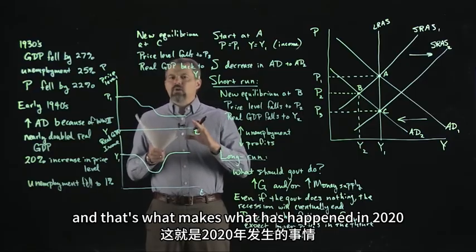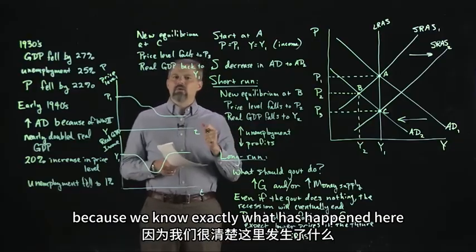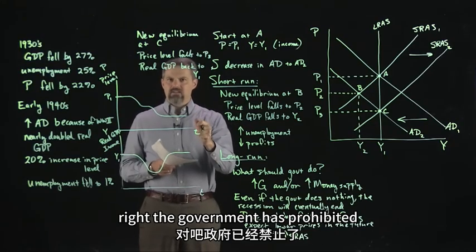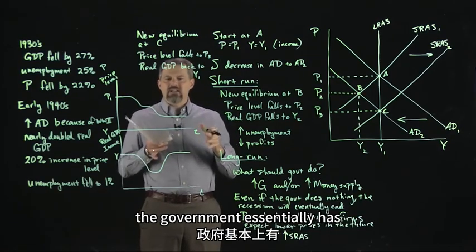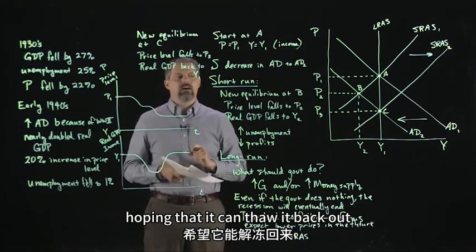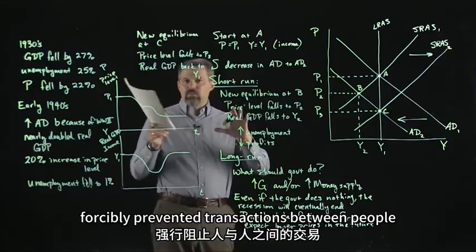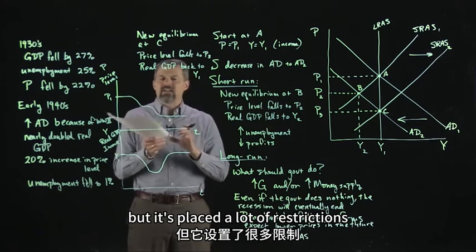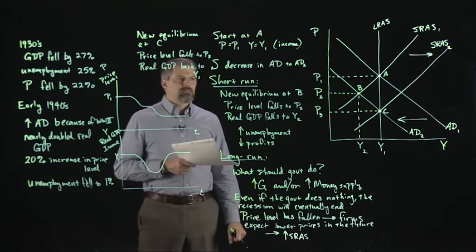And that's what makes what has happened in 2020 very interesting, because we know exactly what has happened here, right? The government has prohibited people from interacting economically. The government essentially has put the economy into a deep freeze, hoping that it can thaw it back out. And so it has forcibly prevented transactions between people. Not all transactions, but it's placed a lot of restrictions that prohibit many types of transactions.